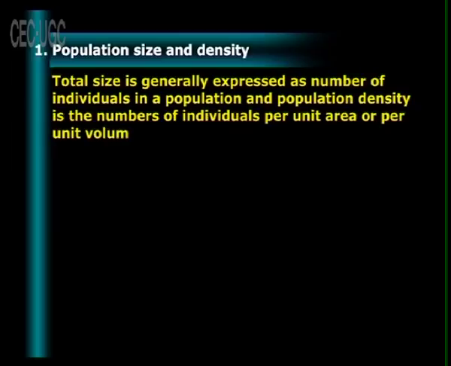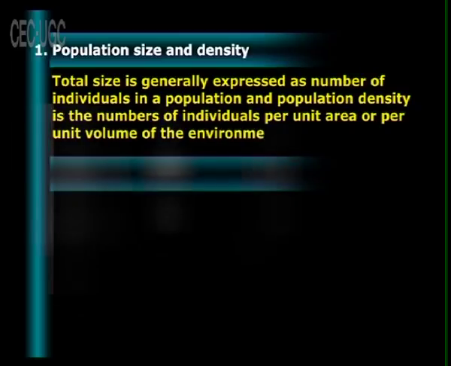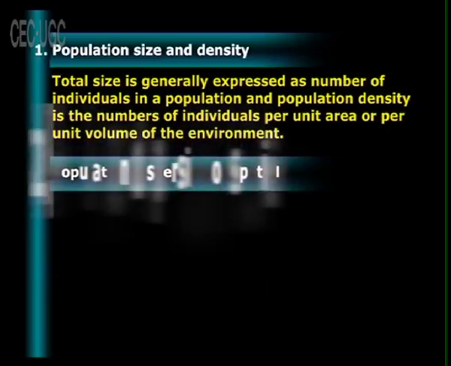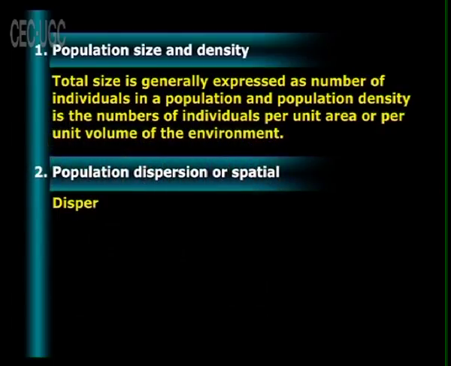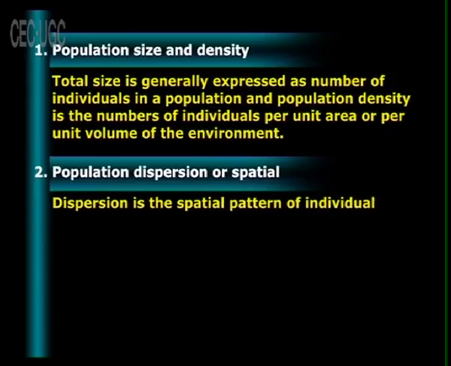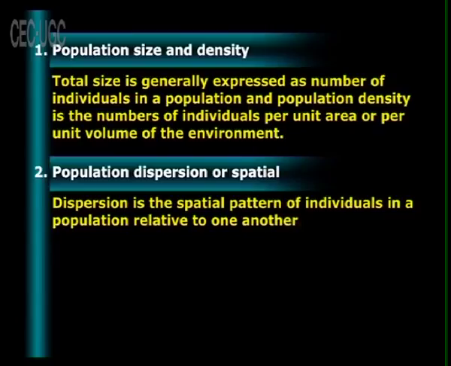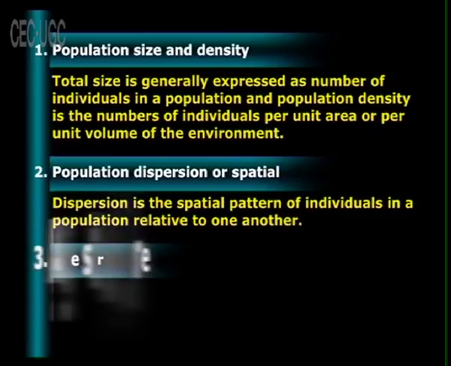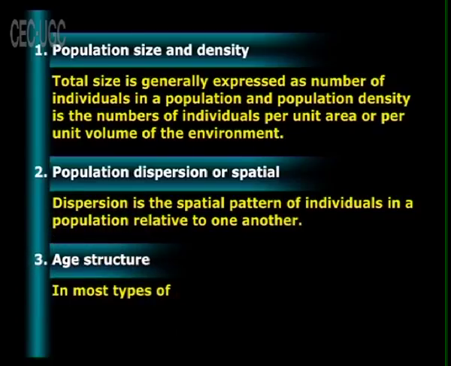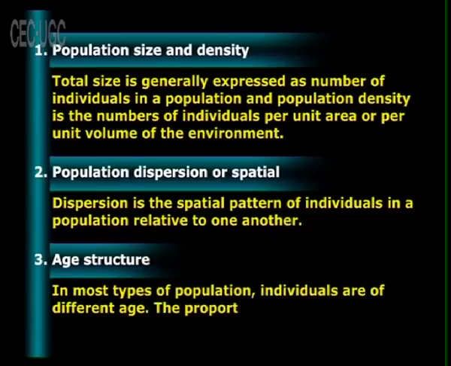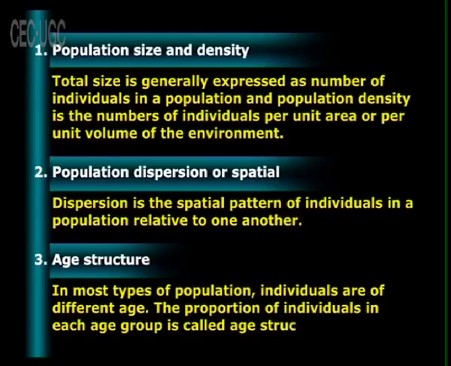Number 2, population dispersion or spatial. That is, dispersion is the spatial pattern of individuals in a population relative to one another. Number 3, age structure. In most of the type of population, individuals are of different age. The proportion of individual in each age group is called age structure of that population.